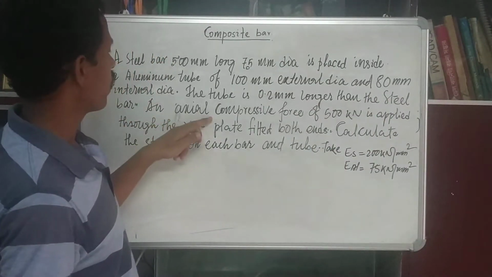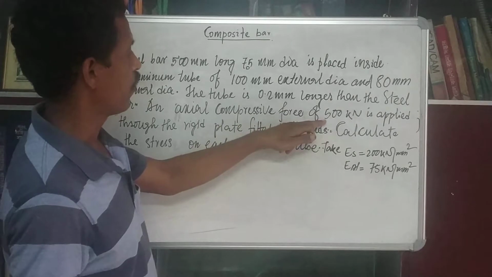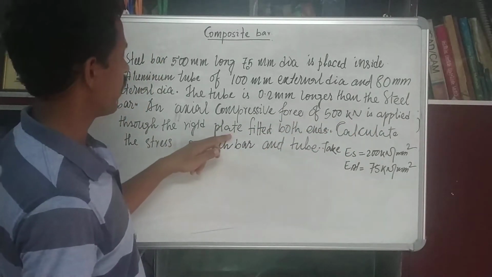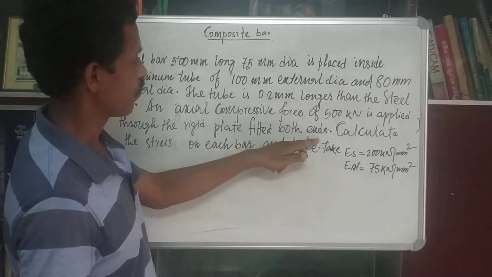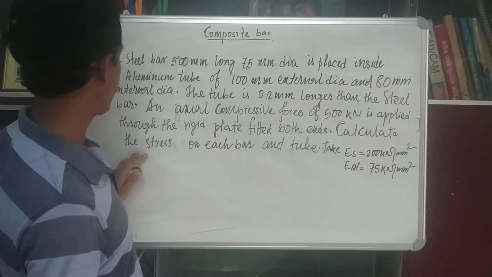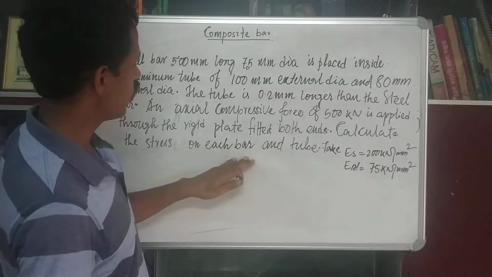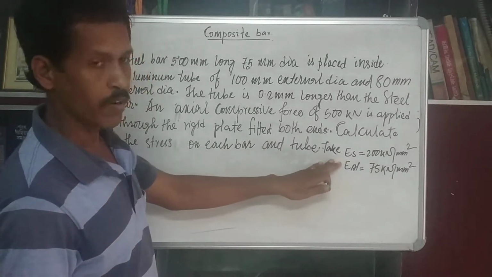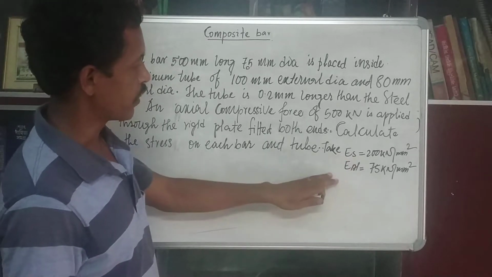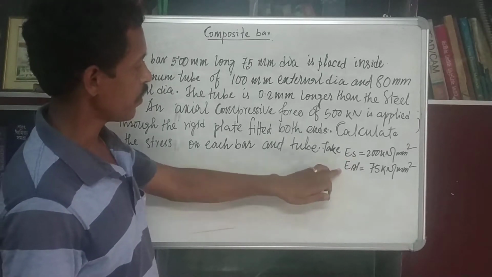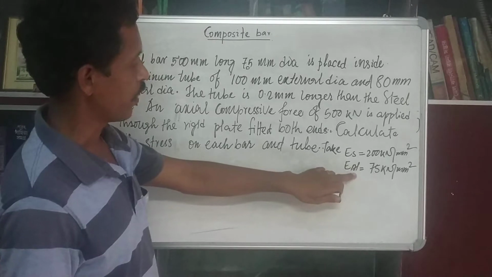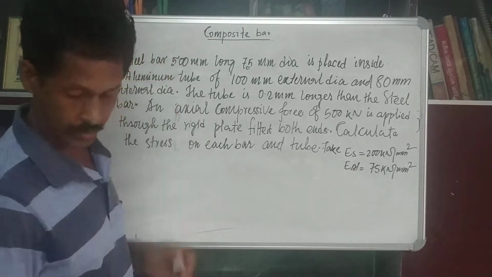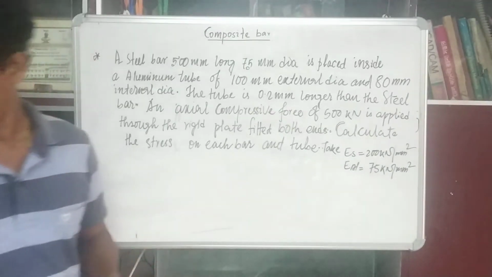An axial compressive force of 500 kN is applied through the rigid plates fitted at both ends. Calculate the stresses on the steel bar and the tube. Young's modulus of steel is given as 200 kN per mm square, and Young's modulus of aluminium is also given, that is 75 kN per mm square. Now that is the problem.